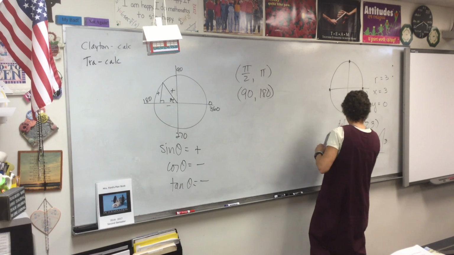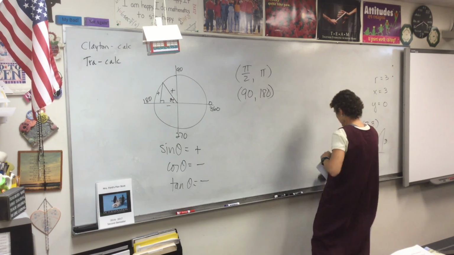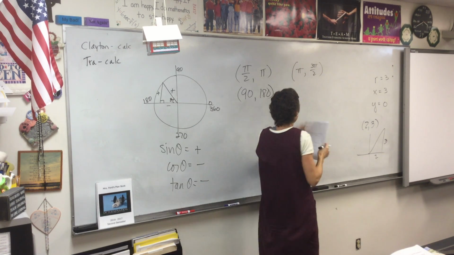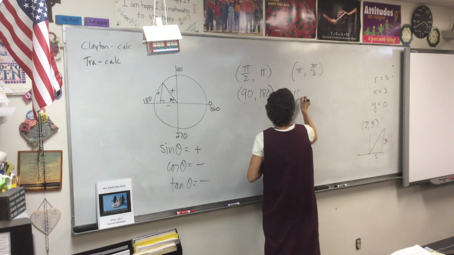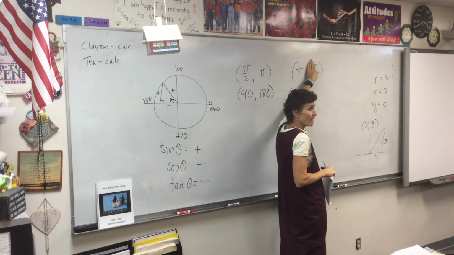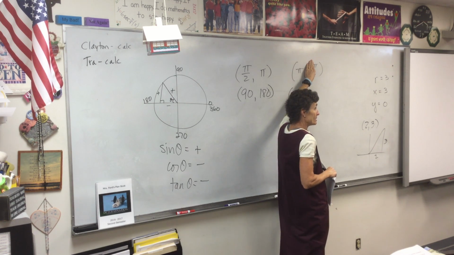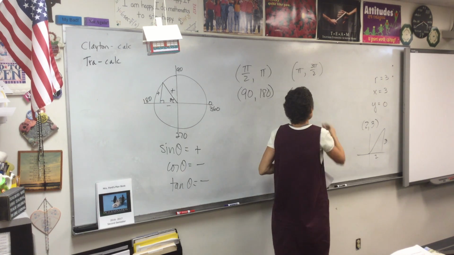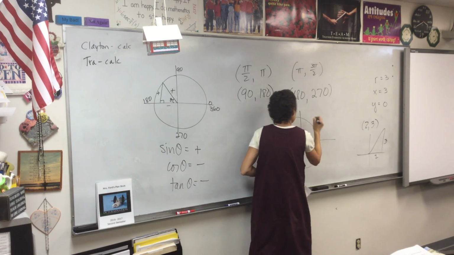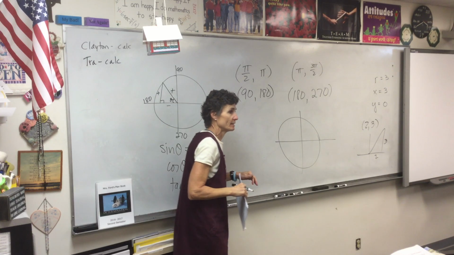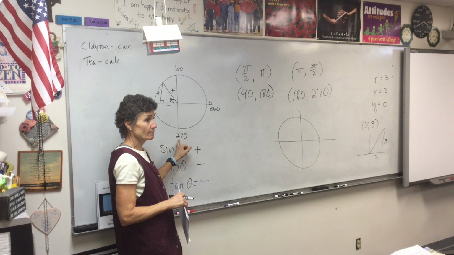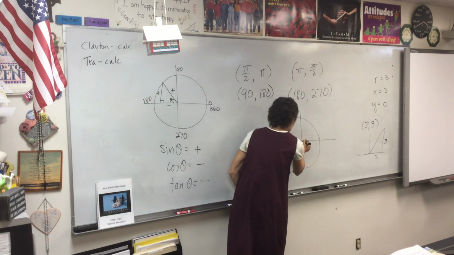It's between pi and 3 pi over 2. Alright, so where is that? What's pi? 180. 3 pi over 2. Alright, so pi is 180. Half of it is 90. Times 3 is 270. So I am looking now between 180 and 270. Look, where's 180? Where's 270? Aren't I looking down here in quadrant 3?